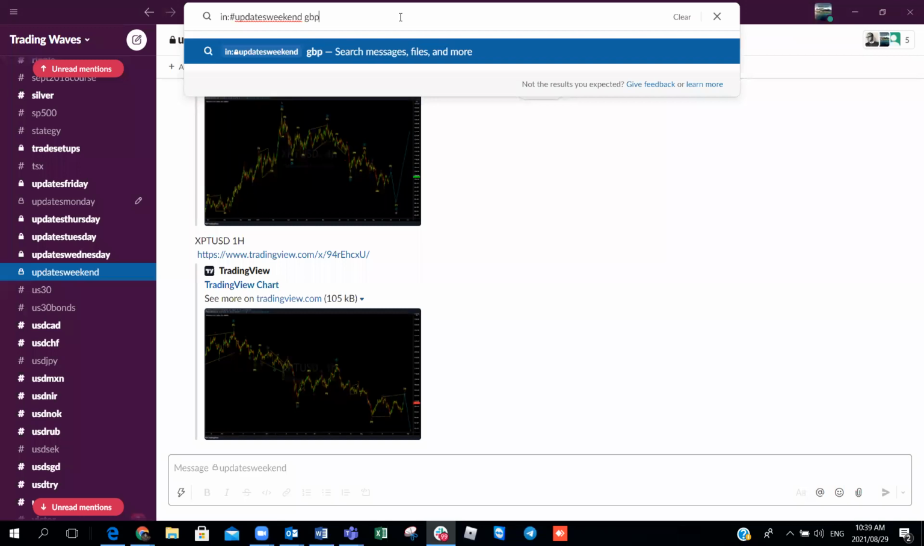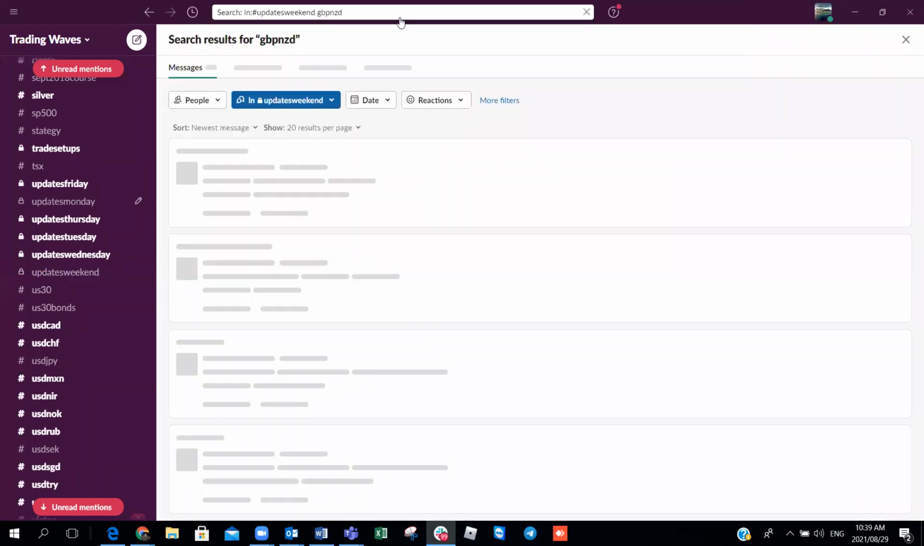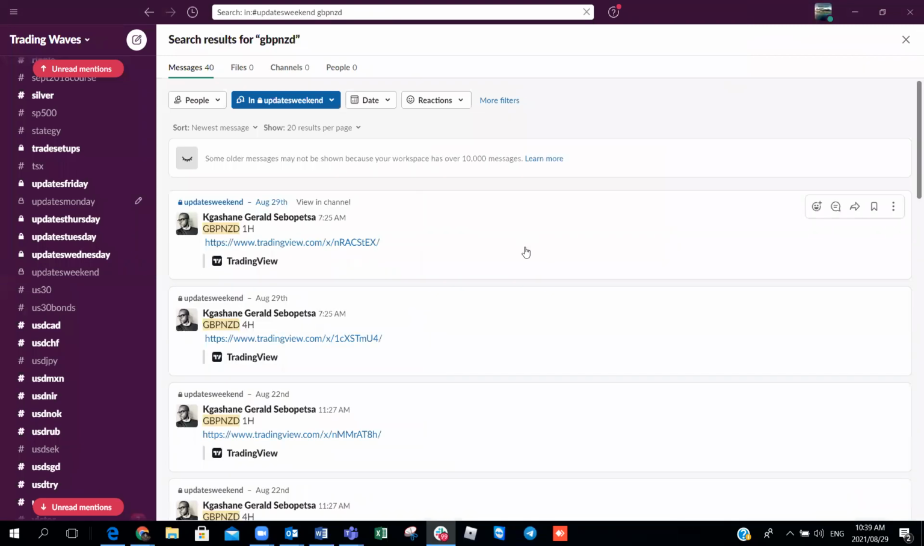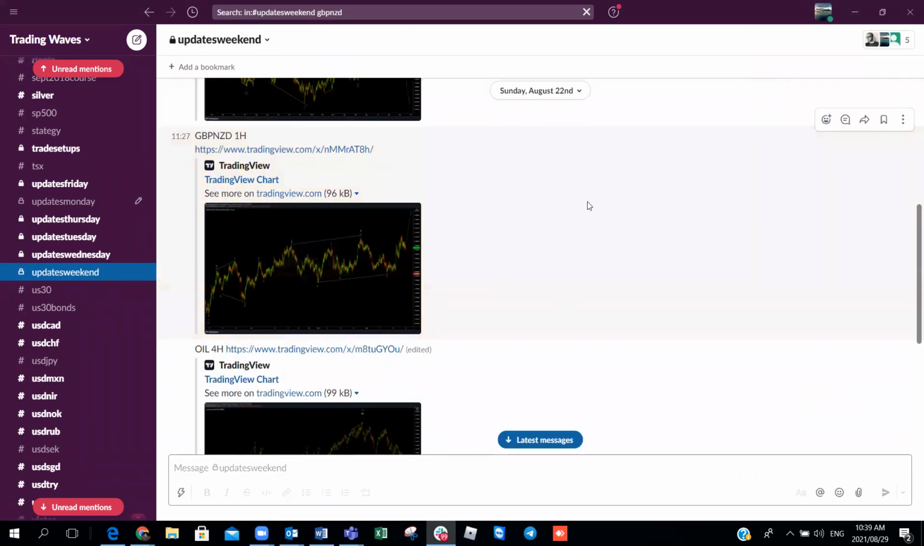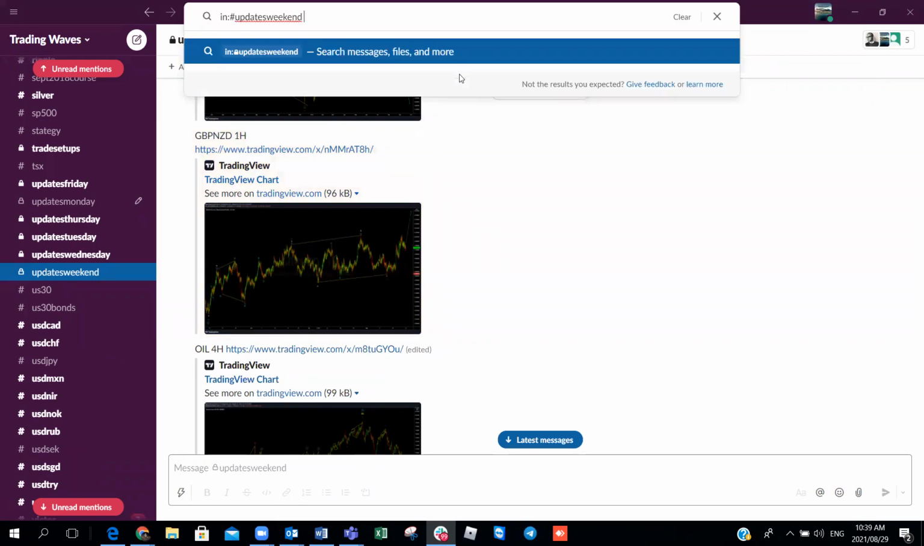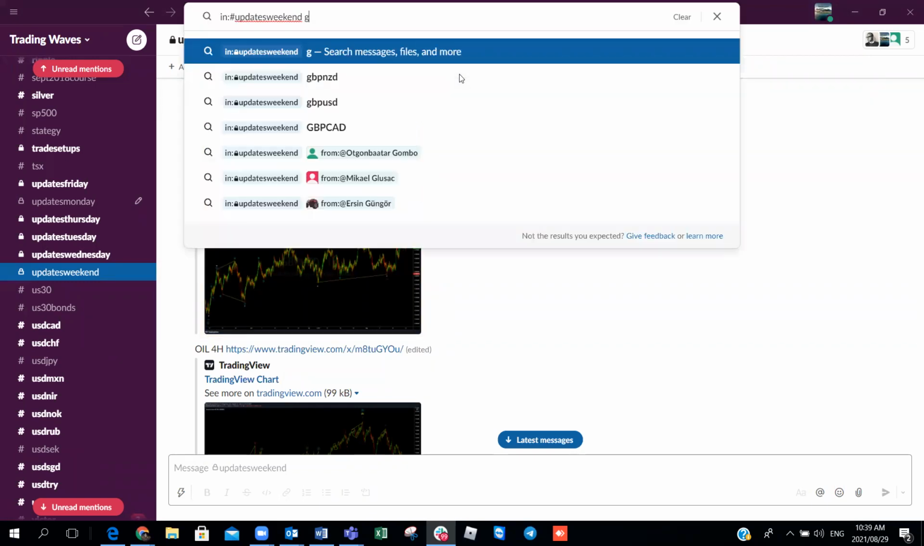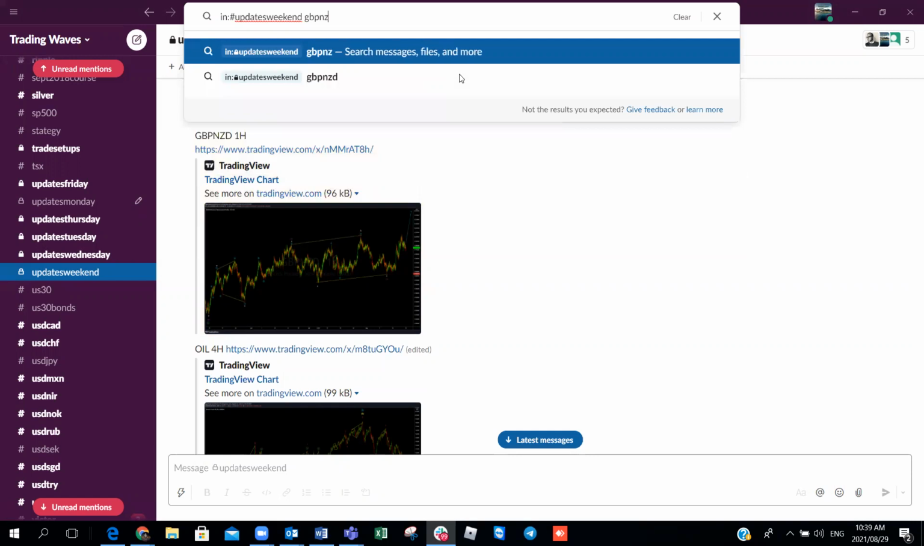So we're looking for GBPNZD. So let's have a look. Let's check here on the 22nd on the daily. So the 22nd was last week. I don't want the 1 hour chart. I want to find the 4 hour chart. Let's look at the 4 hour chart. GBPNZD.